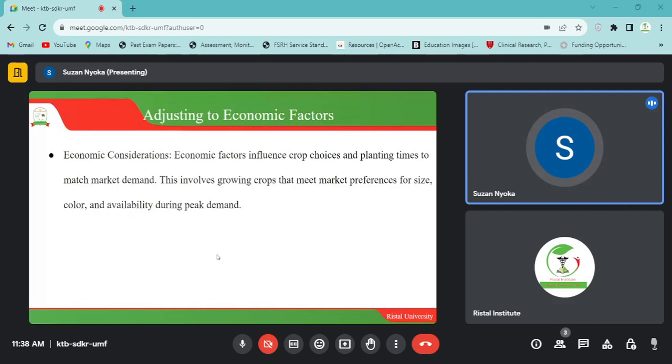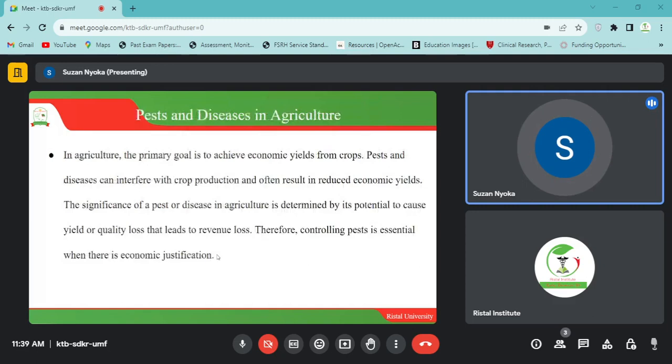In agriculture, the primary goal is to achieve economic yields from crops. And pests and diseases often result in reduced economic yields. The significance of a pest or disease in agriculture is determined by its potential to cause yield loss.